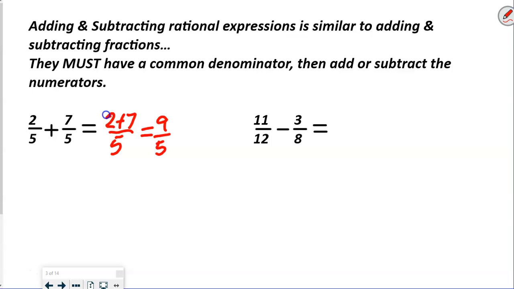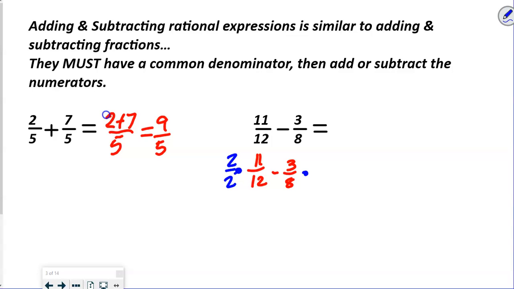Now over here with this other one, we've got to get a common denominator. What we want to think about is, what is the smallest number that both 12 and 8 go into? If I start thinking about that, I think it's going to be 24. So we've got 11 over 12 minus 3 over 8. What do we have to multiply the 12 by to get 24? 2 over 2, right?